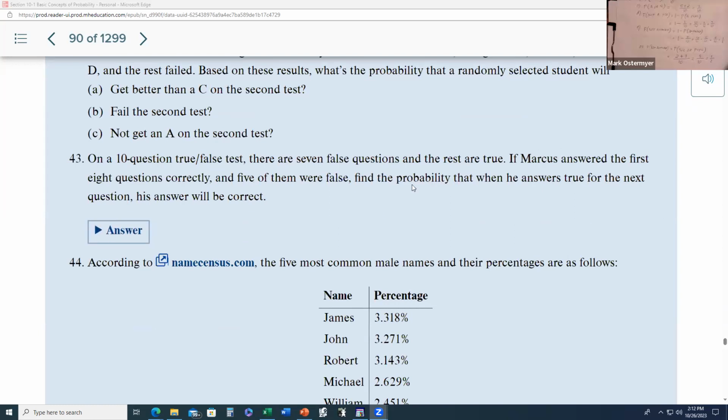On a 10-question true-false test, so there's 10 true-false questions. There are 7 false questions and the rest are true. So how many true questions are there? If 7 of the 10 are false, how many are true? 3. 3 are true. If Marcus answered the first 8 questions correctly and 5 of them were false, find a probability that when he answers true for the next question, he will answer it correctly.